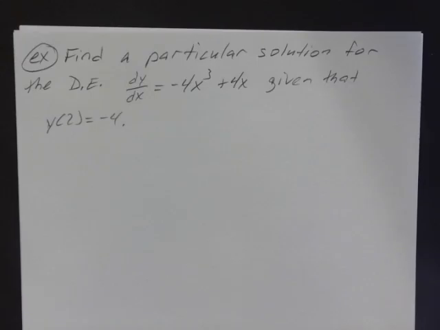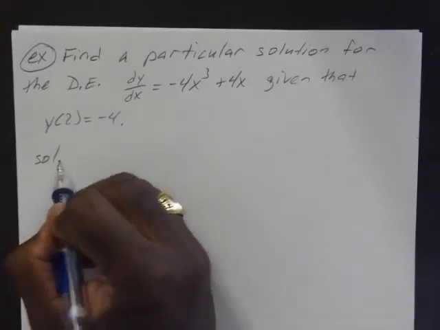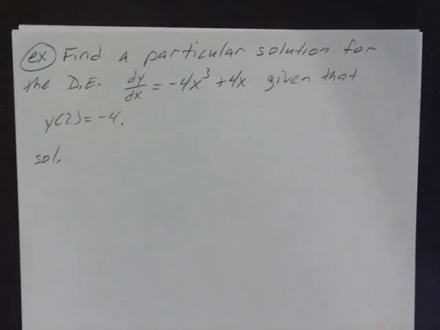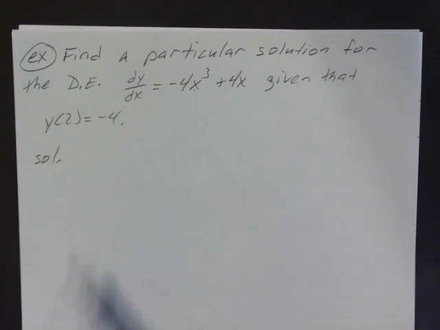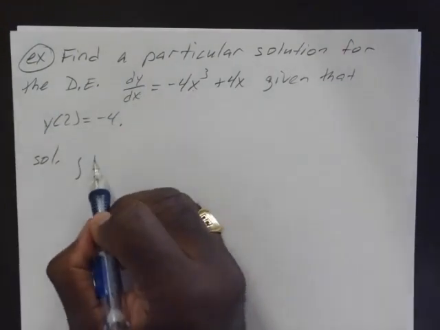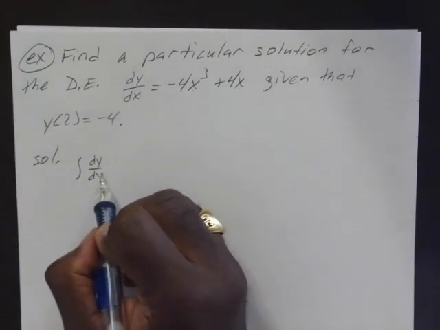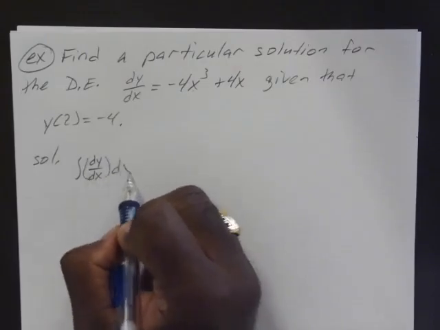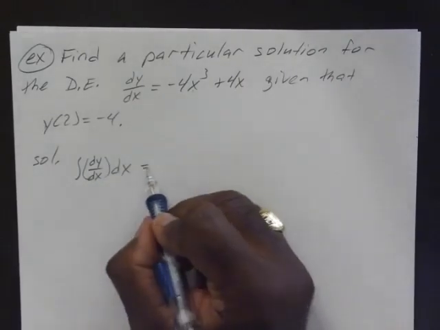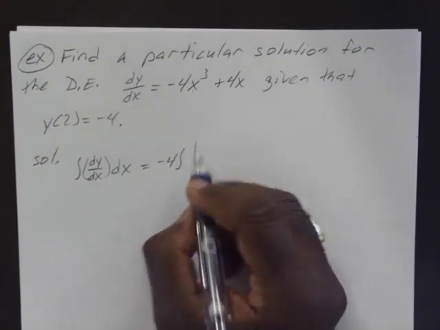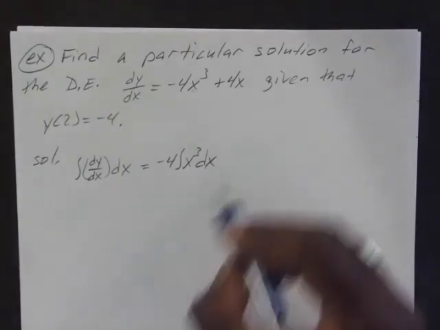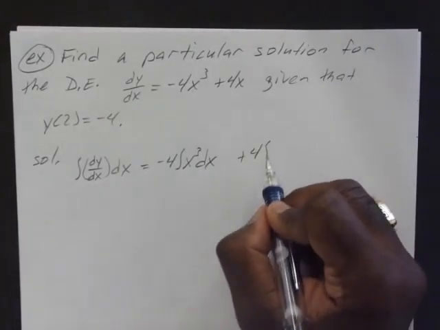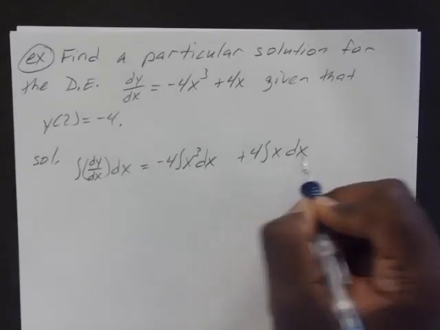Okay, so again, really similar to an initial value problem. So just like before, we go ahead and integrate each term. So we have the integral of your dy dx with respect to x is equal to -4 times the integral of x to the third power with respect to x plus 4 times the integral of x with respect to x.